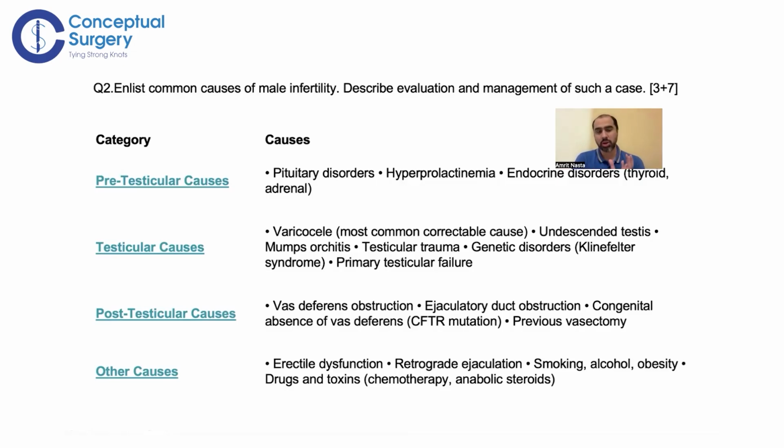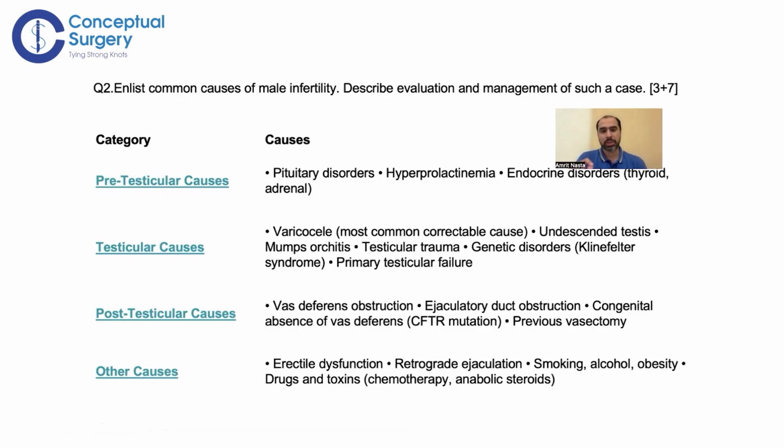Then come to testicular problems. Usually testicular problems are very treatable. Important ones are varicocele, or testicular atrophy following a testicular hematoma, or certain syndromes like Klinefelter syndrome, undescended testes, of course, or for any reason if there is a testicular failure. So these are the testicular causes that you should know.